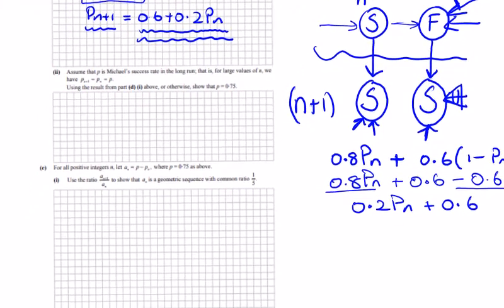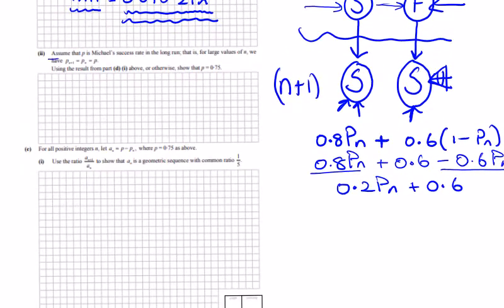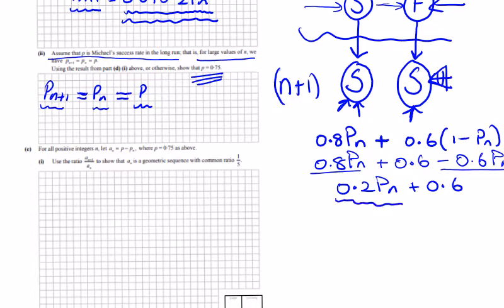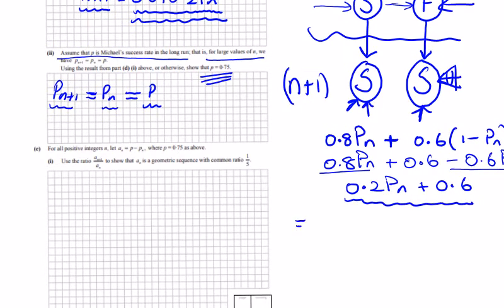Great. Okay, assume that P is Michael's success rate in the long run. That is, we know for large values of n, the probability of n plus 1 approximates to Pn, which approximates to P in the long run. And we're asked to show that this P is 0.75. So if all these things approximate each other, the information we had previously, this guy, we can say is equal to Pn. So we only have one unknown here.